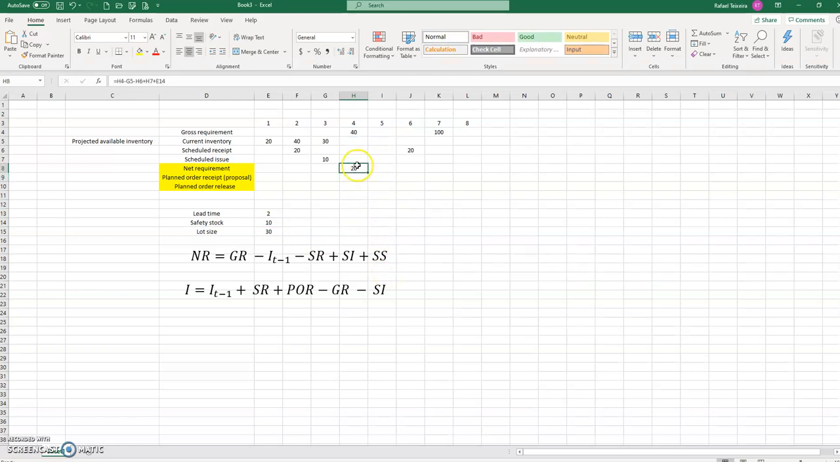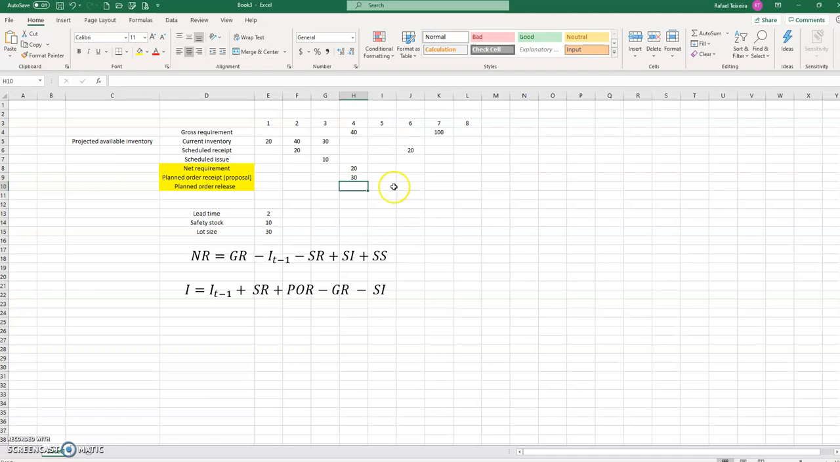I need 20 units in week 4 to match the gross requirement of 40, because I only have 30 as current inventory, and 10 of them is safety stock. So I need 20 to match the 40 needed. To get the 20 in week 4, I have to have a planned order being received in week 4. So how much is the lot size that I'm going to get? I'm going to get 30, because that's what I produce.